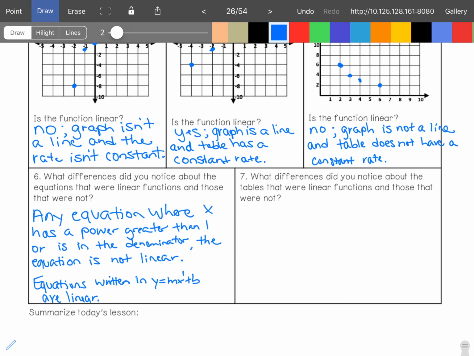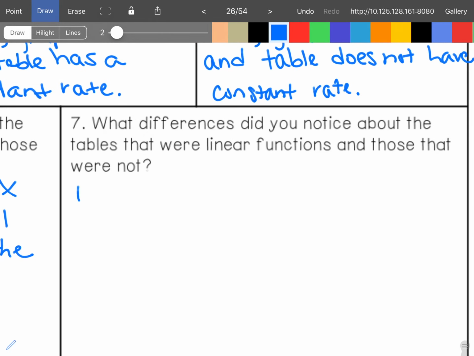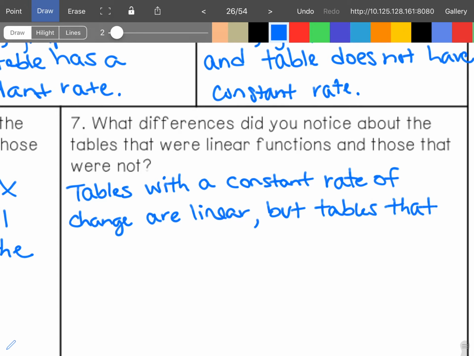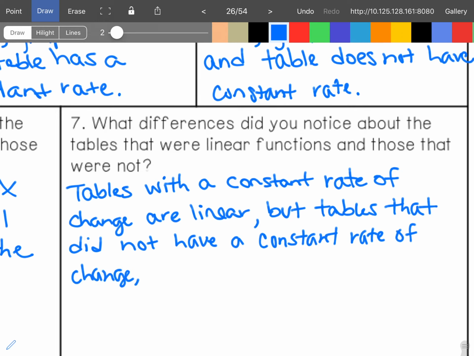What differences did you notice about the tables that were linear functions and those that weren't? So we've been writing this down. So we would just say tables with a constant rate of change are linear, but tables that did not have a constant rate of change were not linear.